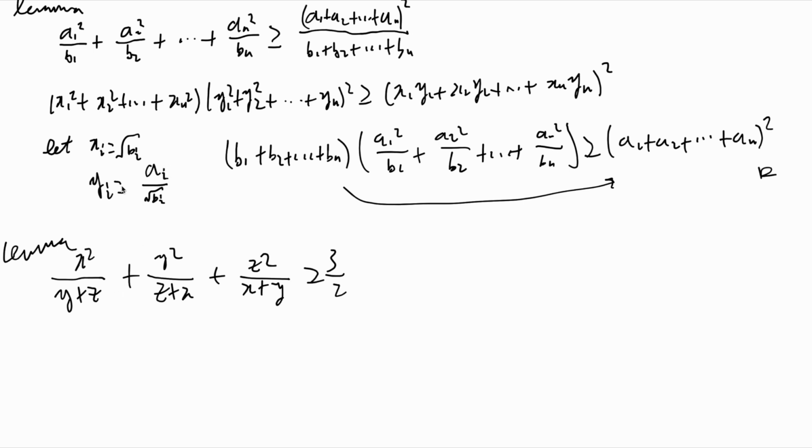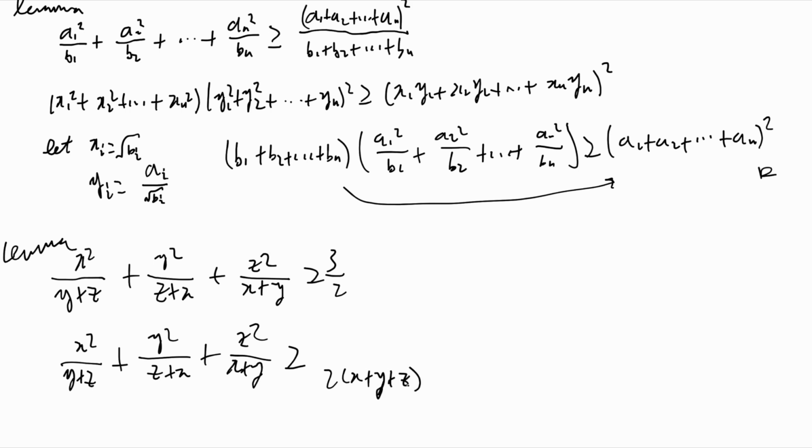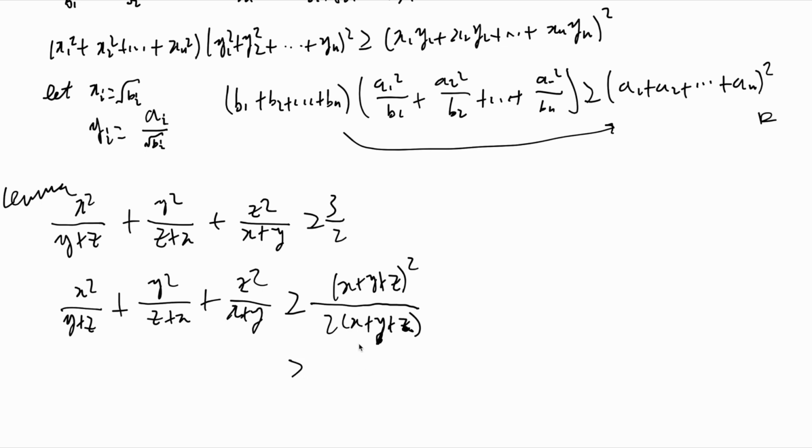Notice that these are in the same form, so we know that our left hand side, I will just write it, is greater than or equal to, when we add our denominators, we get 2 times x plus y plus z. And we have the sum of our a sub 1 plus a sub 2 plus a sub 3, this is x plus y plus z squared. Now notice that this is simply equal to x plus y plus z over 2.